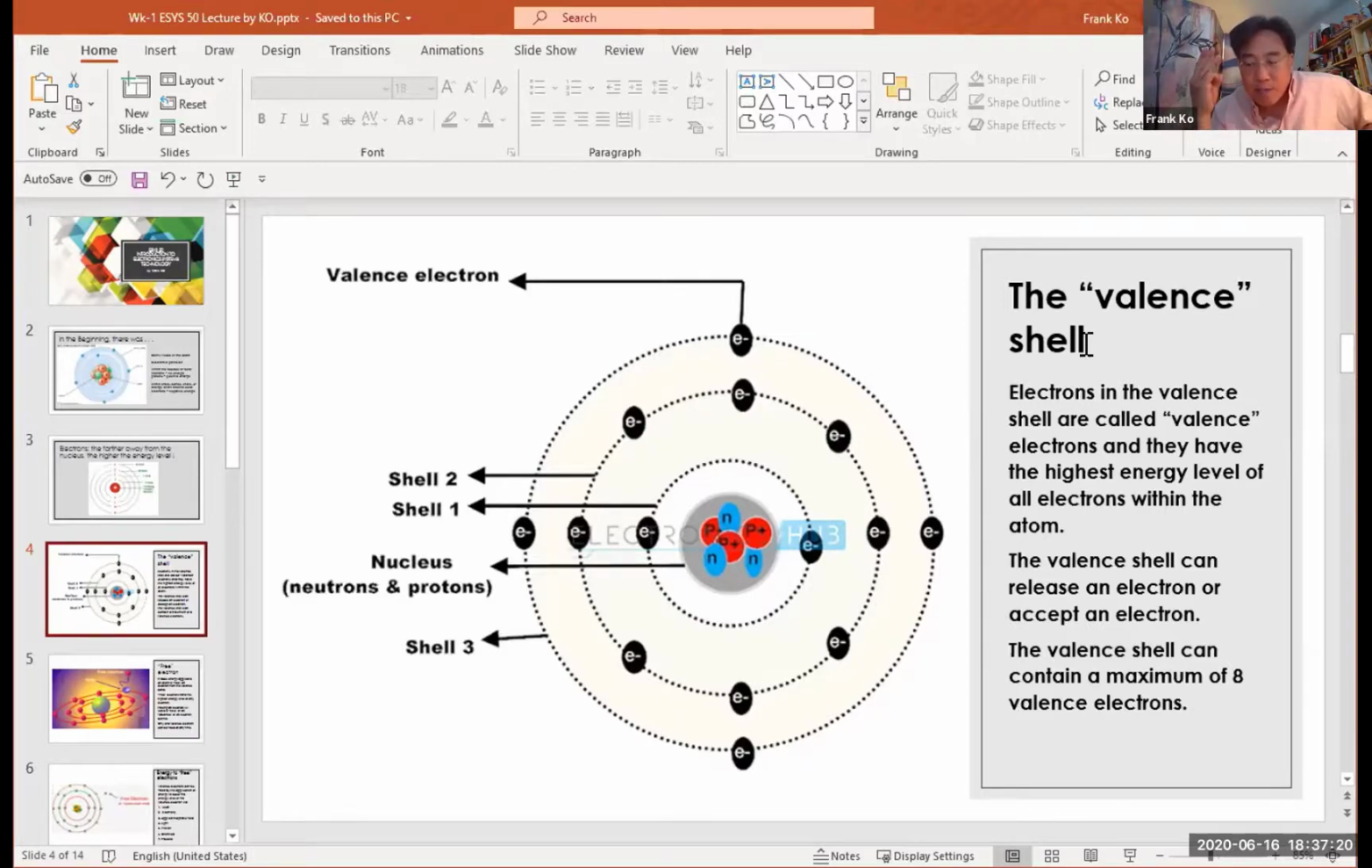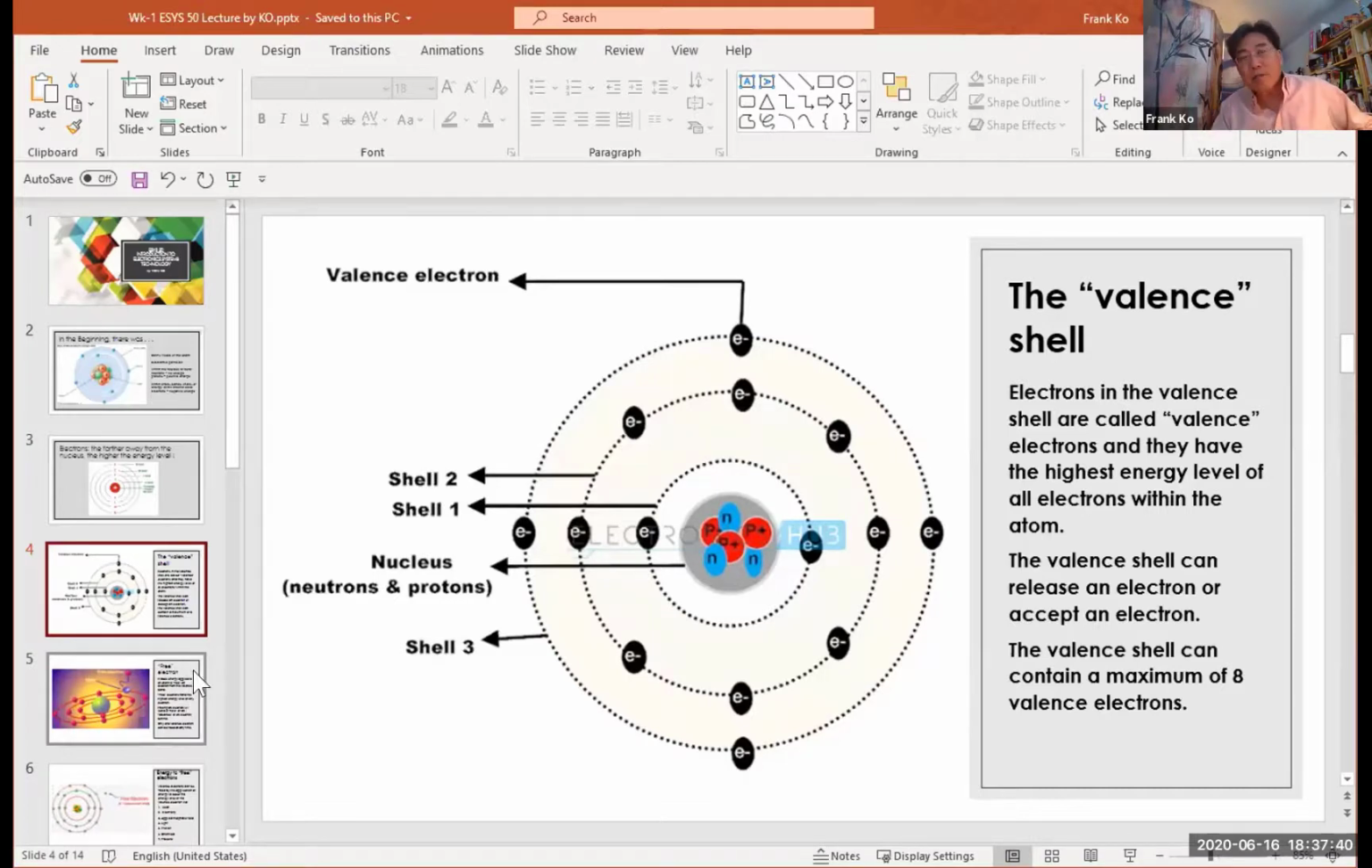And as the outermost shell, it can have a maximum of 8 electrons. It cannot have any more than 8, but it can certainly have less than 8 depending upon where it sits in the periodic table. Now, what is of interest to us about this valence shell is explained in the next slide.